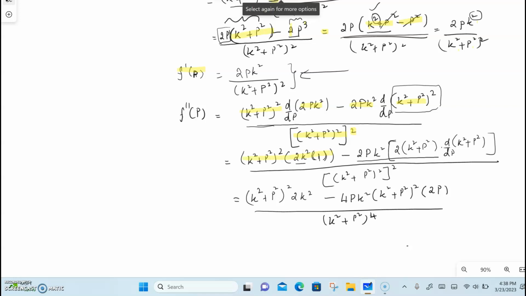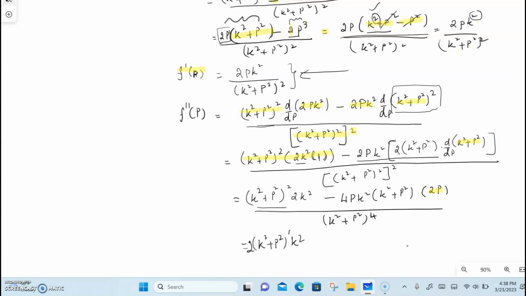Next, we simplify 2pk squared times 2k squared plus p squared, that's not a whole square. So we get 2pk squared times k squared plus p squared times the derivative of k squared plus p squared, which is 2p. Now we factor out k squared plus p squared to the 1. We can also factor out a 2, and we can also factor out a k squared.